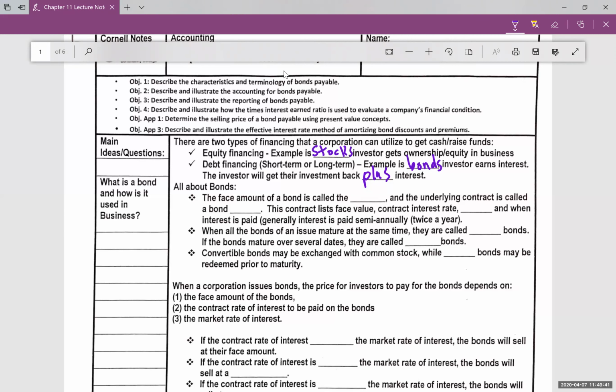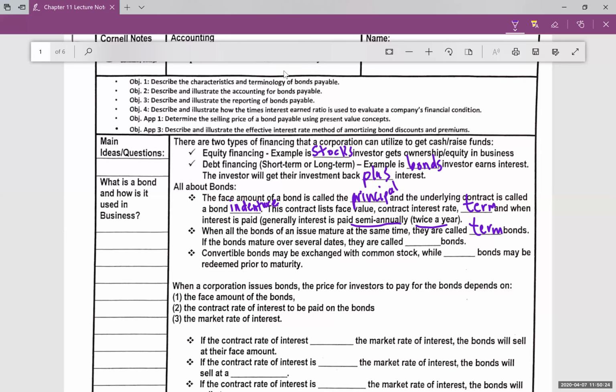The face amount of a bond is called the principal. And the underlying contract is called a bond indenture. Starts with an I-N, ends with denture. This contract lists the face value, the contract interest rate, the term, and when interest is paid. Again, you're going to see this twice a year on almost all these problems, so might as well get used to it. When all the bonds of an issue mature at the same time, they are called term bonds.